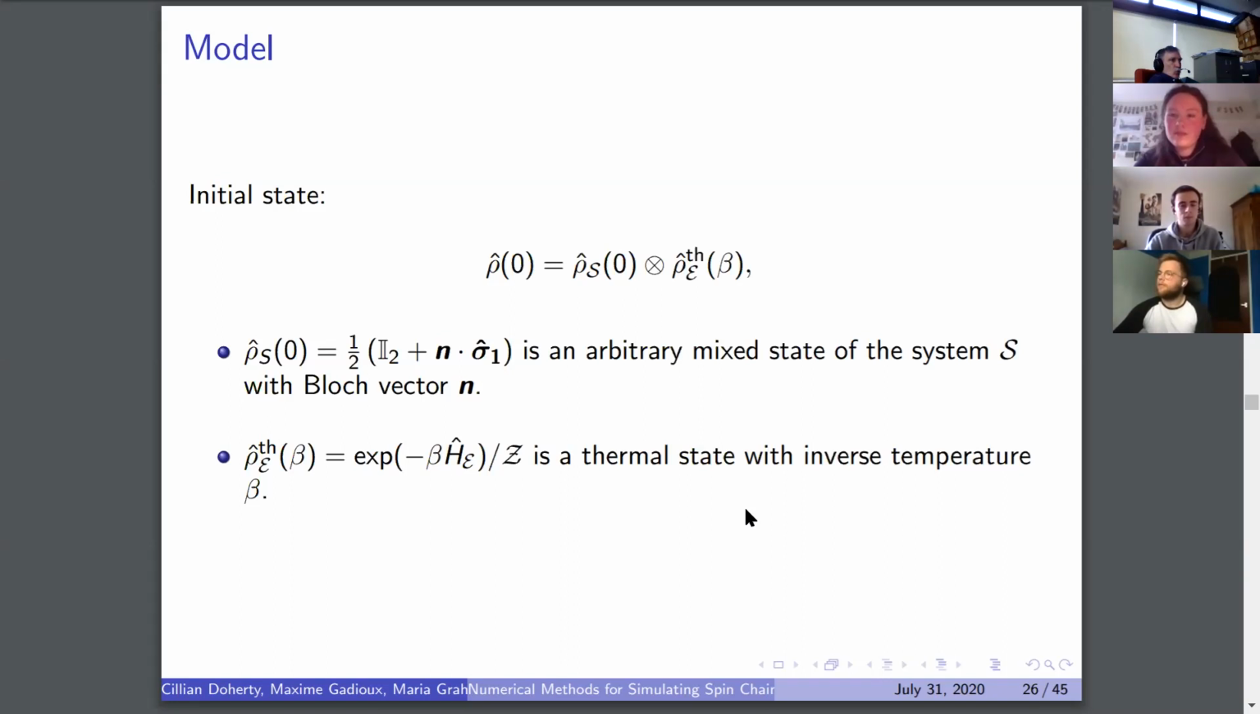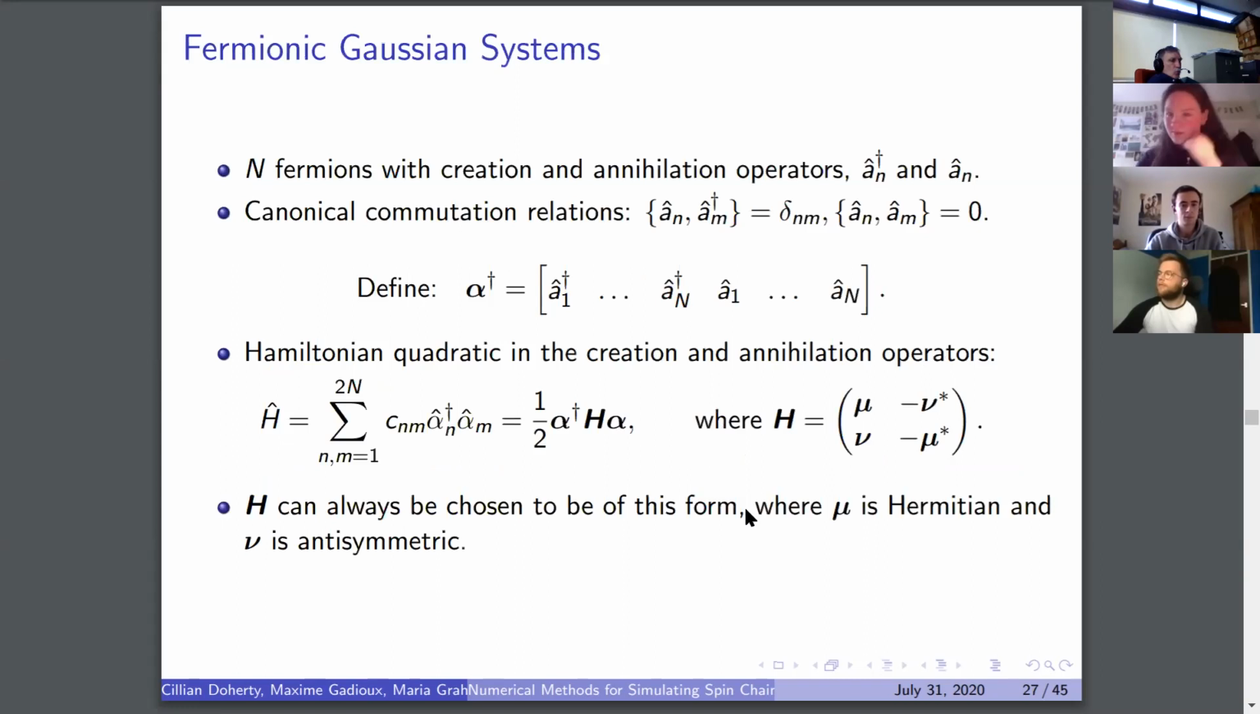So what we're going to try to do now is represent this spin chain as a fermionic Gaussian system. So first of all, I'll describe briefly what that type of system is. Suppose we have n fermions with creation and annihilation operators, a_n dagger and a_n, satisfying these commutation relations. So the anti-commutator of a_n and a_m is always 0. But if you have the anti-commutator of a creation and annihilation operator, that's 0 if they're acting on different fermions, but the identity if they're acting on the same fermion, given by this delta term here.